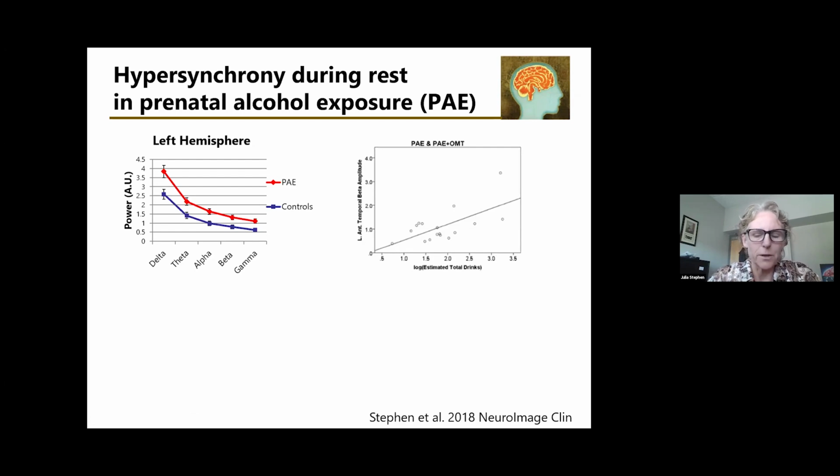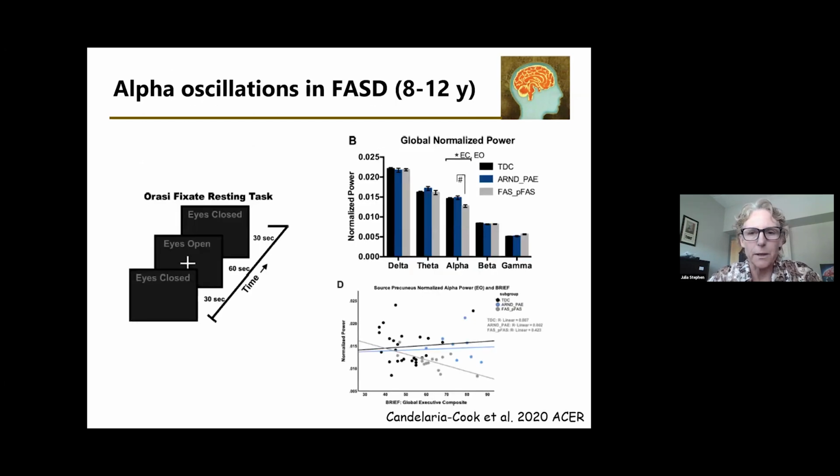However, the challenge with looking at only kids with prenatal alcohol exposure is that we don't actually know if they have the cognitive or behavioral effects related to FASD. So the PAE kids, not all of them are expected to go on to have an FASD. So we've also been doing studies in older children.